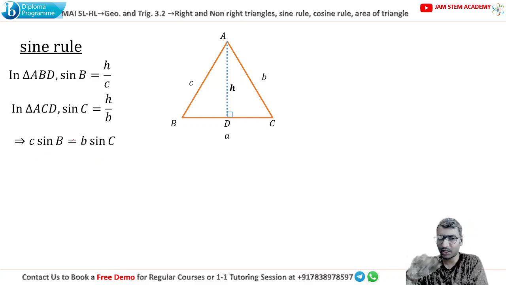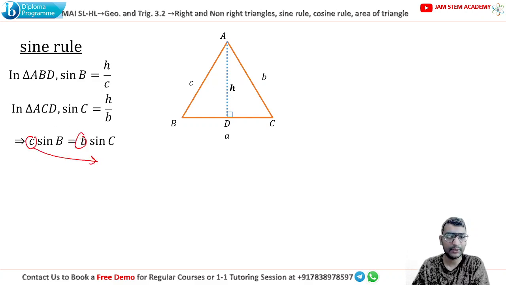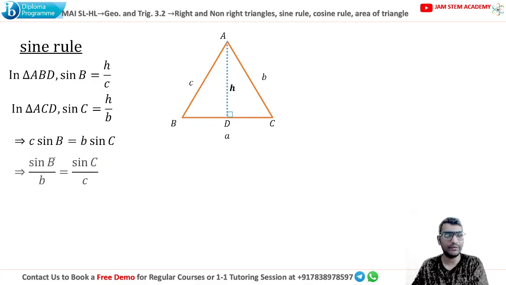Now just use the cross multiplication. Take this C to this side and B to this side. So we will get sine B over B equals sine C over C. But this time we only used a perpendicular from A to BC. If I drop a perpendicular from B to the side AC in the same way, let's call that height L. Corresponding to this L, again it is perpendicular, I will get the sine C value.